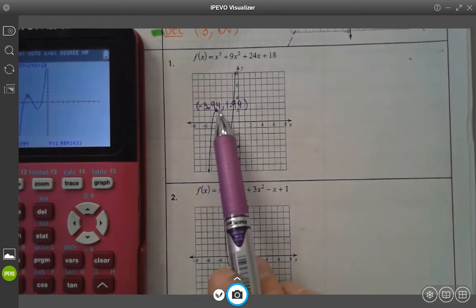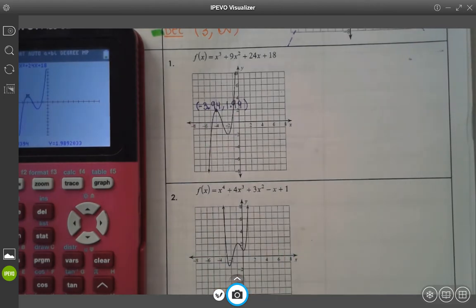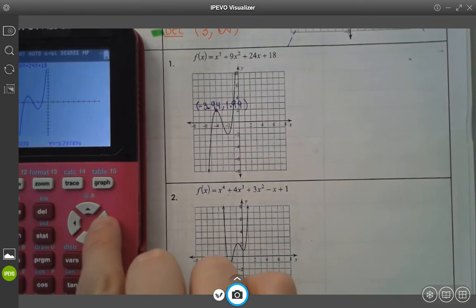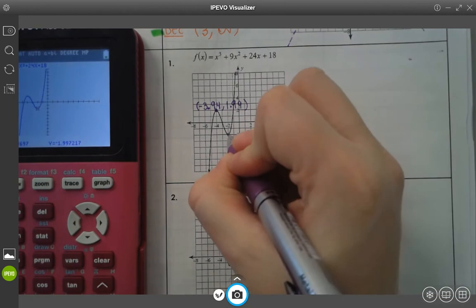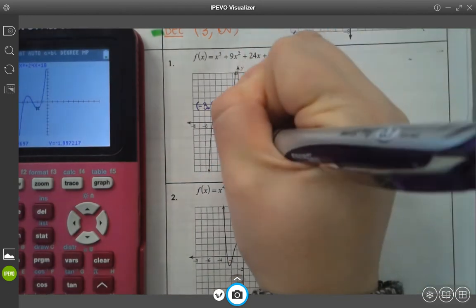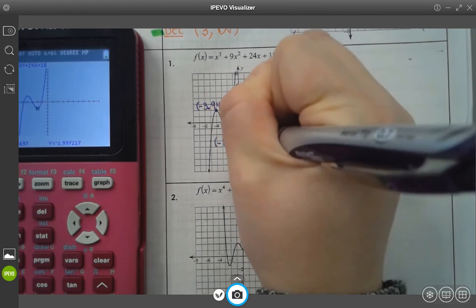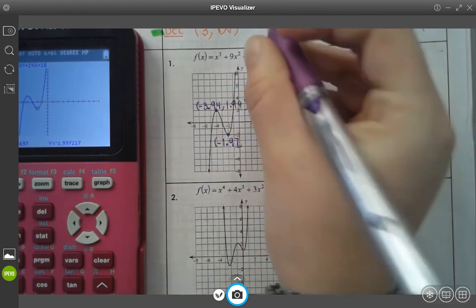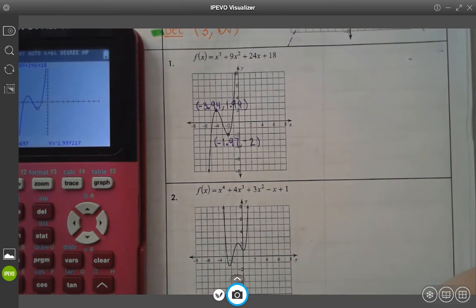And I do want you to always be in the habit of putting those points and writing the coordinates on the graph. It makes it easier. And then if we go to the minimum, this one would be negative 1.97, and that one would round to negative 2, because that would be negative 1.997. That 7 would make the 9s go up.